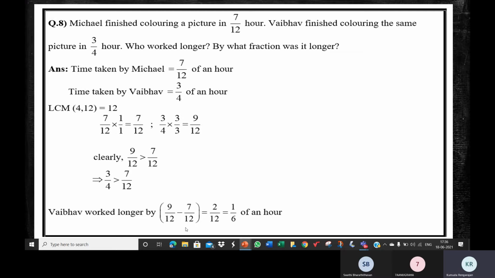Similarly here, we need to subtract their fractions. This is Vaibhav's fraction because he takes a longer time, right? So minus Michael's fraction. On subtracting, you get 2 by 12.